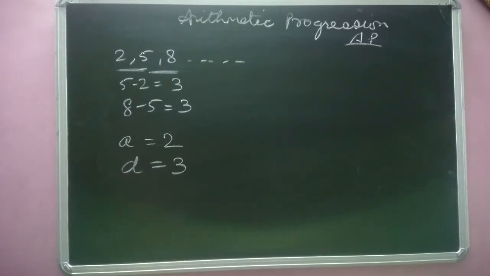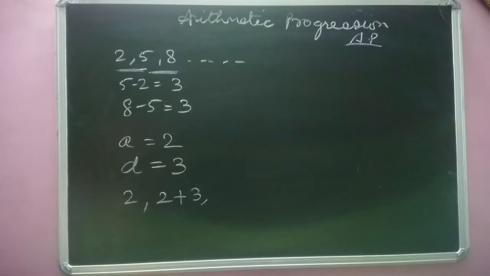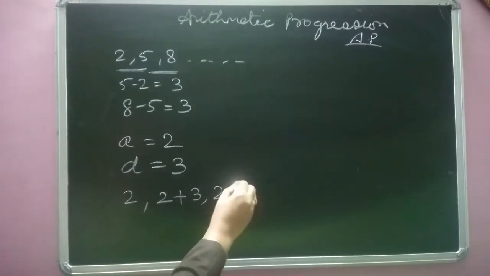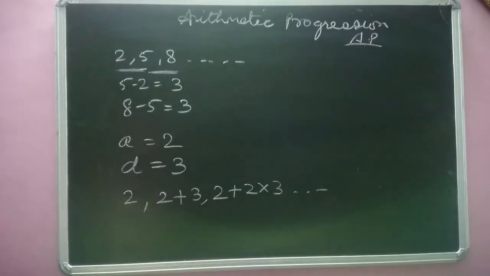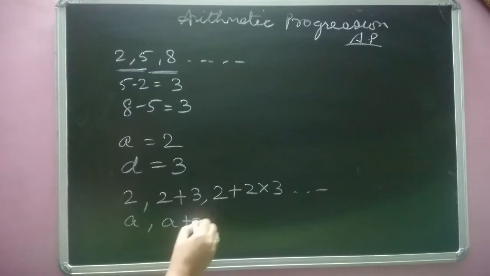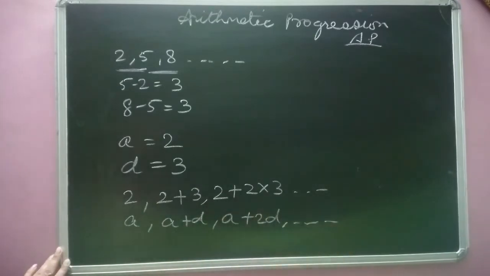Now, from this series we can see that if the first term is 2, the second term is 5, that is 2 plus 3. The third term is 8, 2 plus 2 into 3 and so on. So in general, if the first term is A, the second term will be A plus D, the third term will be A plus 2D and so on.